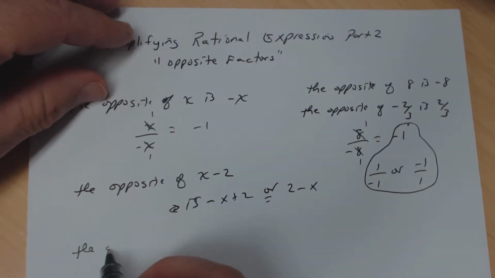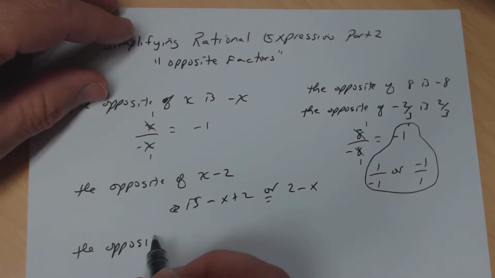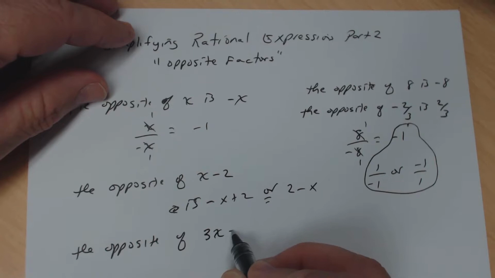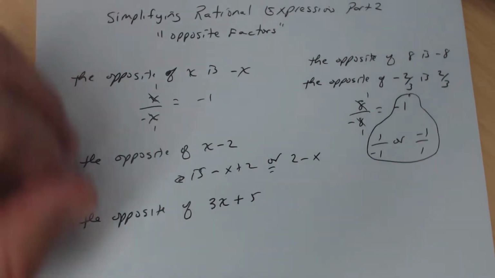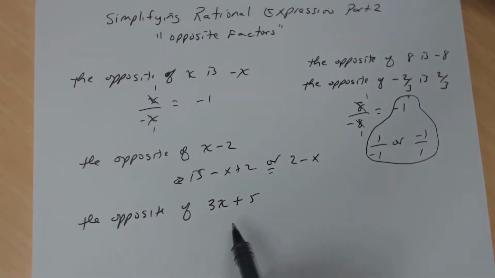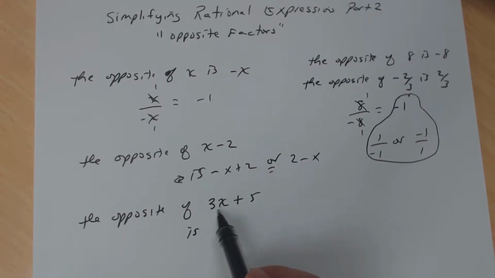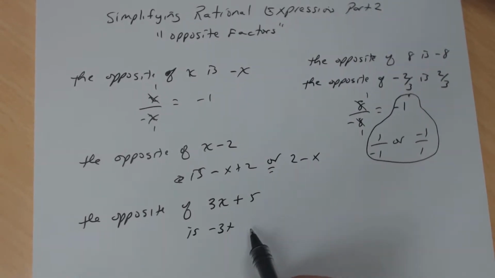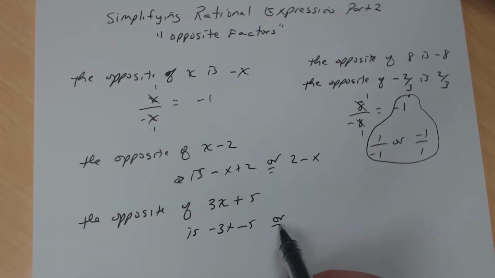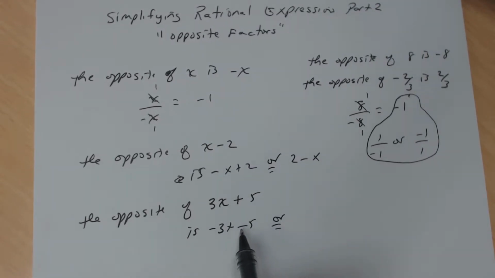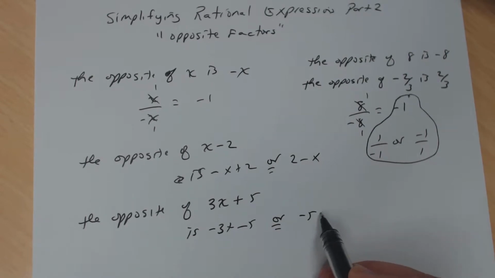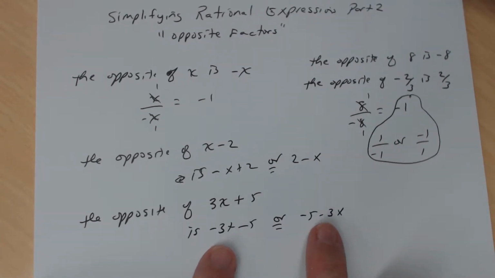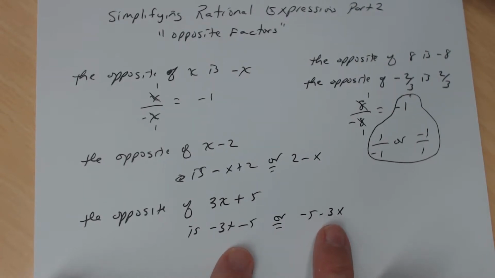So the opposite of 3x plus 5 is, the opposite of 3x is a negative 3x. The opposite of a positive 5 is a negative 5. And again, you can rewrite this as negative 5 minus 3x. All right, so just make sure you understand that those two things are the same exact thing. They're just written in a different order.